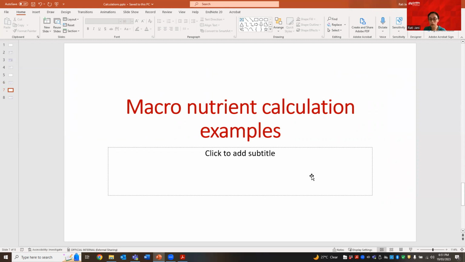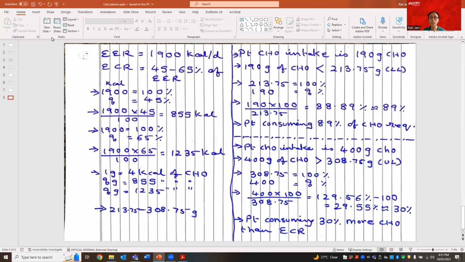This is something which you will be using day in and day out, irrespective of whether you do your private practice or a clinical, wherever you are. Okay, so now again for macronutrient, you have the same logic. So what is the logic?